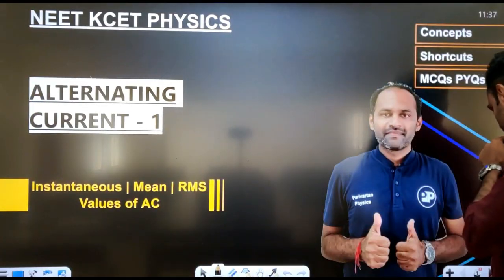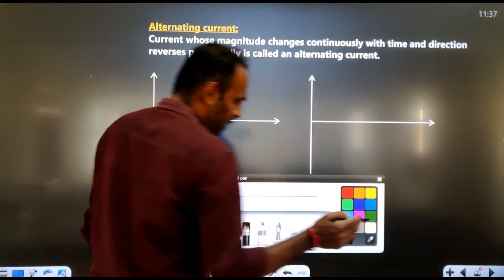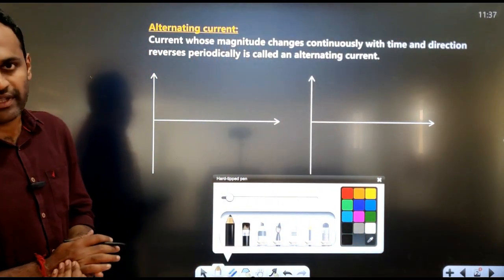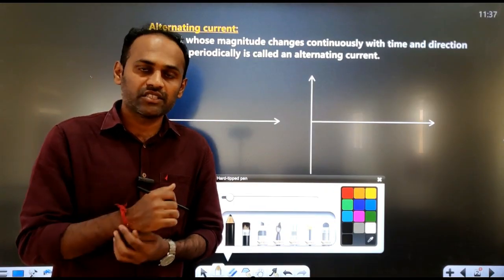Okay, first let us know what is AC. We know very well AC means alternating current is the expansion of that. It is a current whose magnitude changes continuously and direction changes periodically.